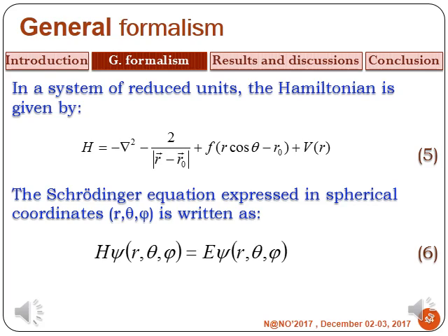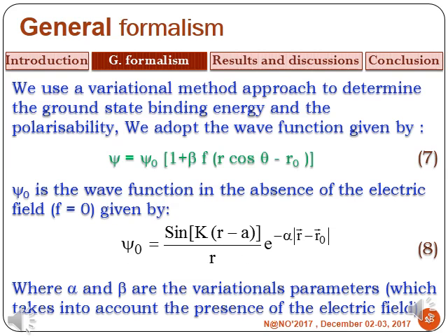By expression number 5, we give the system Hamiltonian in reduced units. By expression number 6, we give the Schrödinger equation expressed in spherical coordinates. In order to determine the ground state binding energy and the polarizability, we have used a variational method approach. So we adopt the wave function given by formulas number 7 and 8, where alpha and beta are the variational parameters which take into account the presence of the electric field.